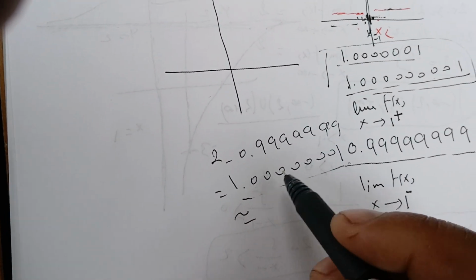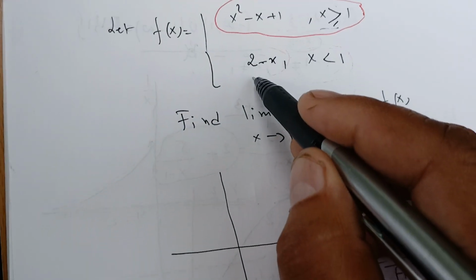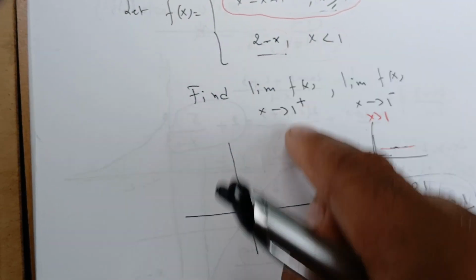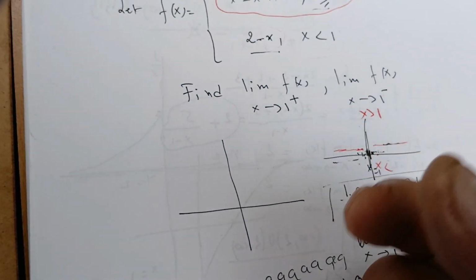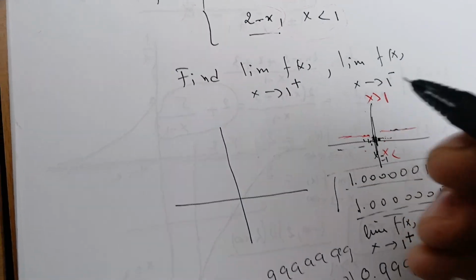Again, let me choose another number. So I'm getting close to 1 from the left. That means I use this function. Getting from the left to 1, I'm not equal to 1 from the left. I'm less than 1, but I'm getting close to 1.